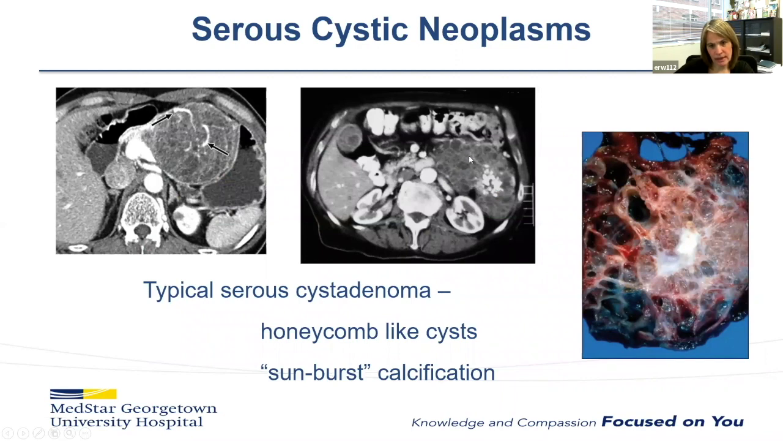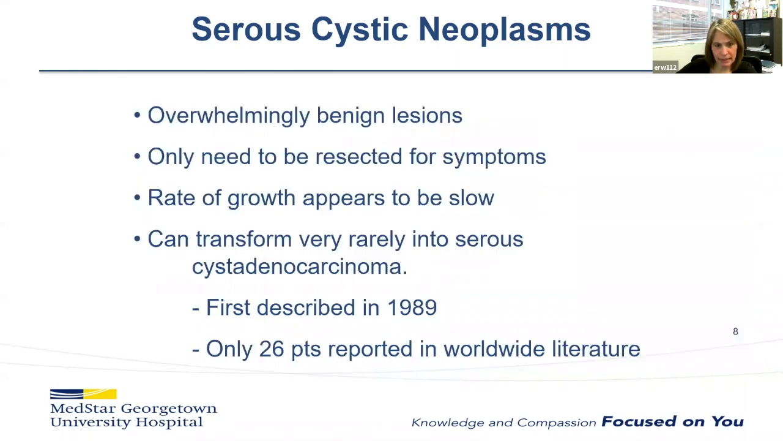Many serous cystic neoplasms that we see now are much smaller than the ones in these pictures. So overwhelmingly benign lesions only need to be resected for symptoms. They do grow, but the rate of growth appears to be quite slow and is not problematic. And very, very rarely they have been reported to transform or to just arise as serous cystadenocarcinomas. This is extremely uncommon, reported in the literature only in 26 patients over many decades.